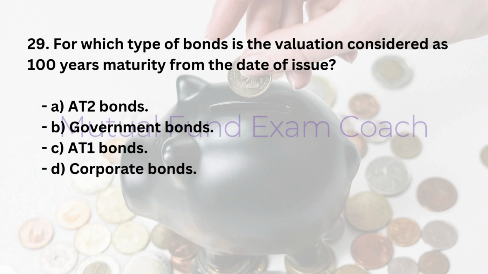29. For which type of bonds is the valuation considered as 100 years maturity from the date of issue? A. AT2 bonds. B. Government bonds. C. AT1 bonds. D. Corporate bonds. Answer: C. AT1 bonds.